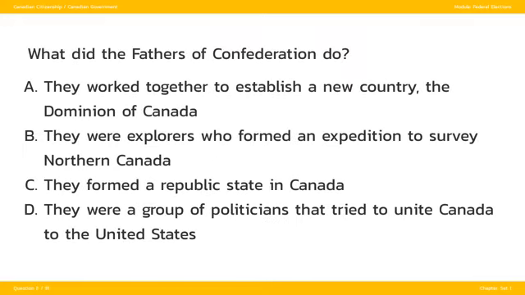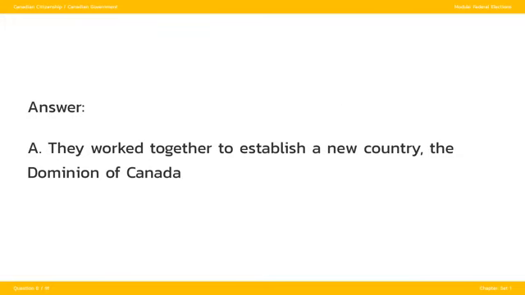What did the Fathers of Confederation do? A. They worked together to establish a new country, the Dominion of Canada. B. They were explorers who formed an expedition to survey northern Canada. C. They formed a republic state in Canada. D. They were a group of politicians that tried to unite Canada to the United States. The answer is A. They worked together to establish a new country, the Dominion of Canada.